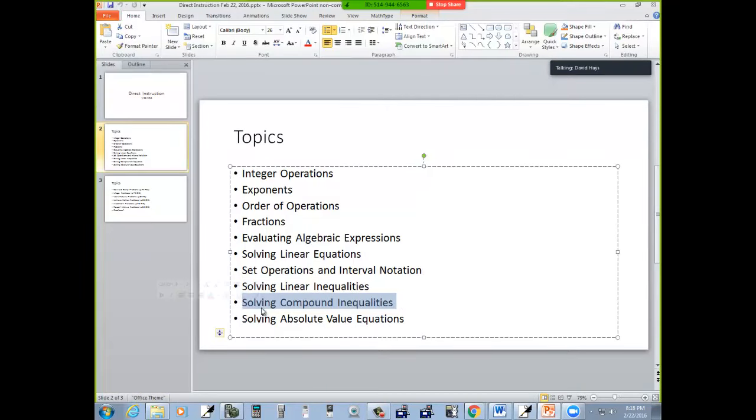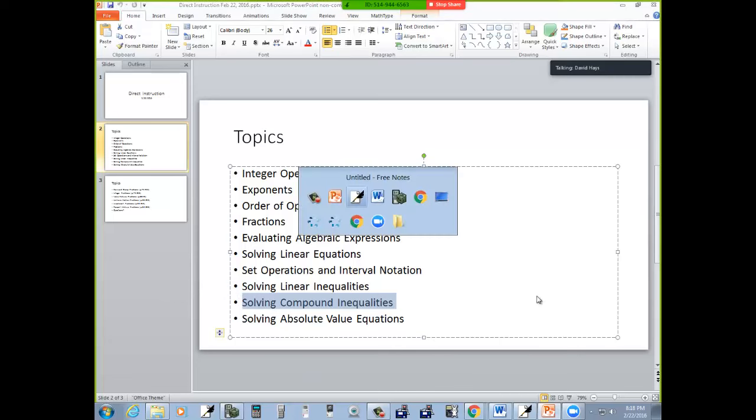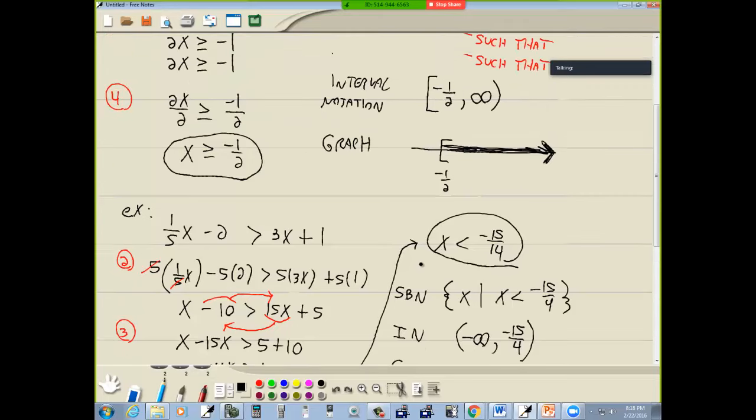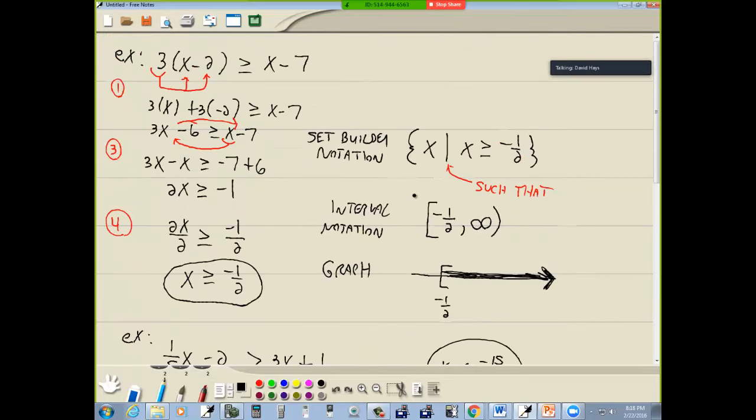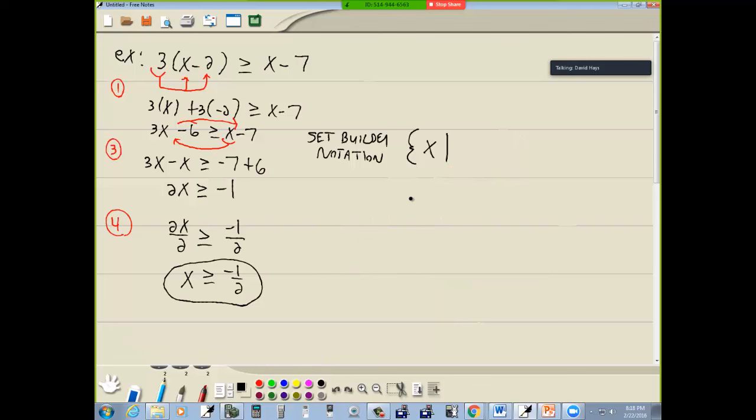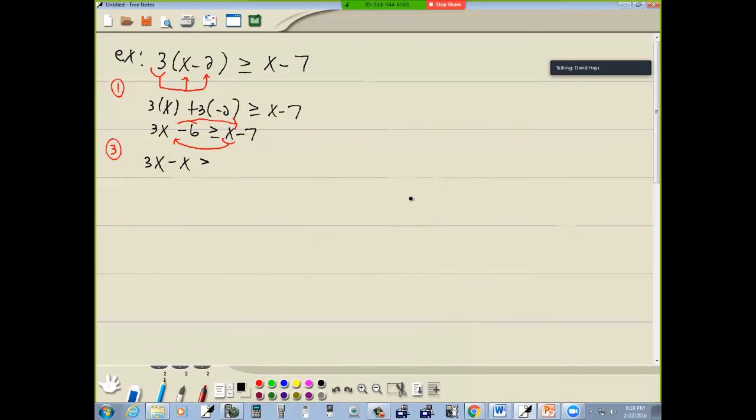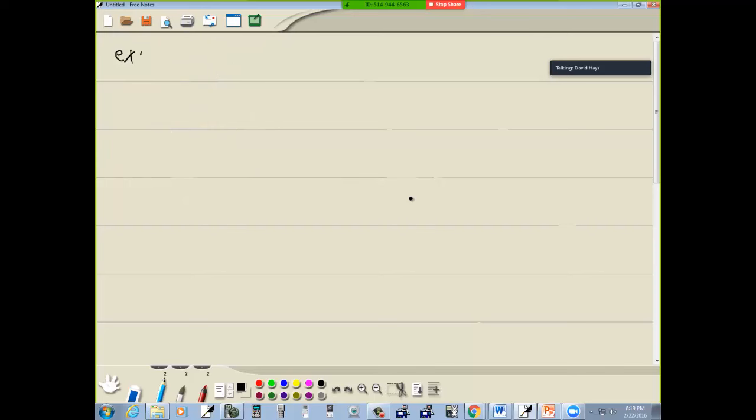Now, our next topic is solving compound inequalities. So let me clear this off. Unfortunately, my tablet is a fairly cheap one, so it works real well, but the software program doesn't. If I try to do a new page, it does it for 2 or 3 times and crashes, so it's just easier to undo everything.